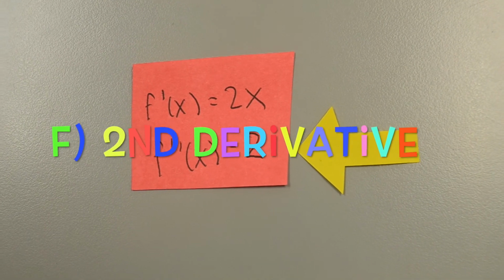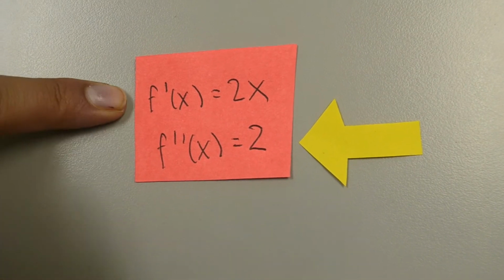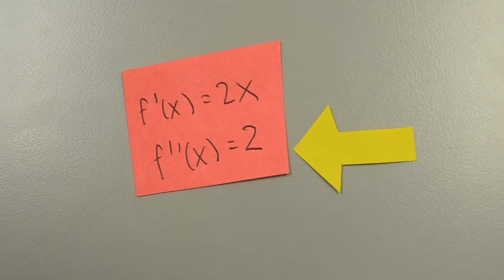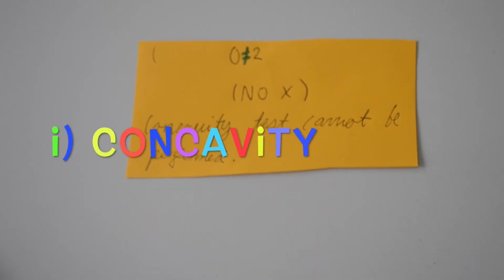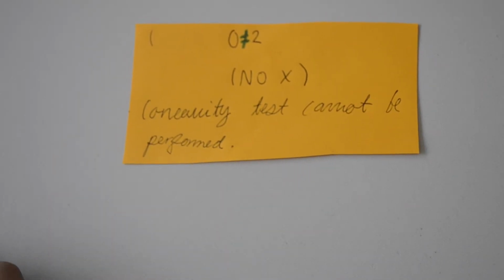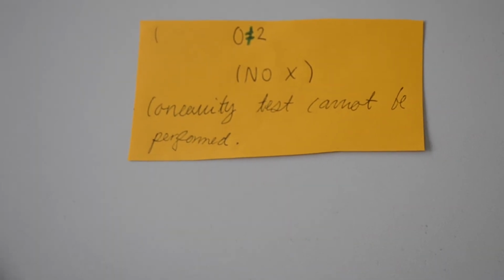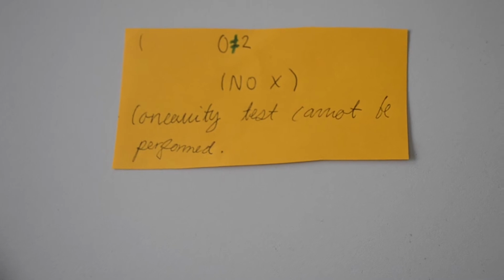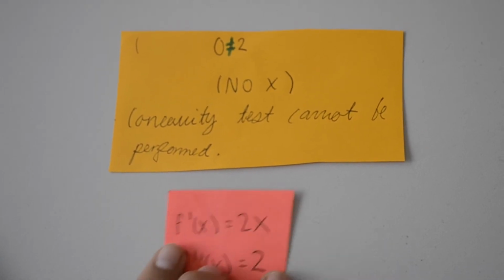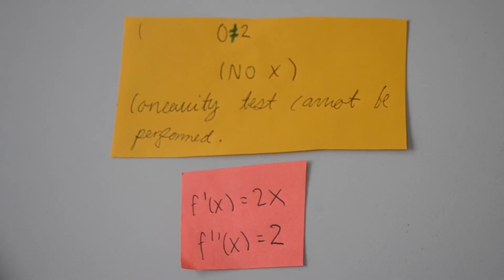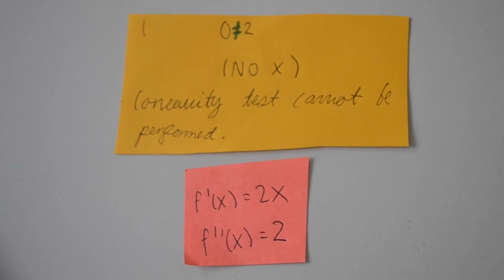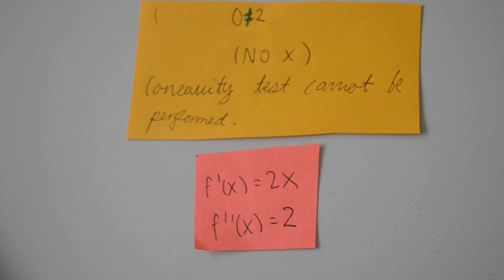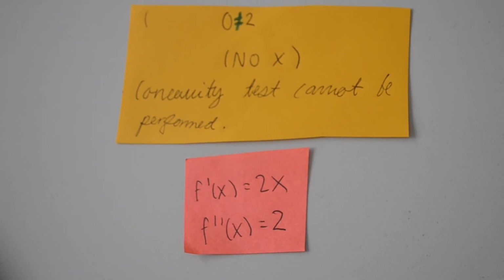For the first derivative of the function, we obtain this result, and then the second derivative is 2. 0 cannot be 2. So, well, the concavity test cannot be performed. There is no change in concavity, thus there is no inflection point. Then, with the second derivative, it is a positive number. So, concavity goes up because the second derivative is a positive constant.